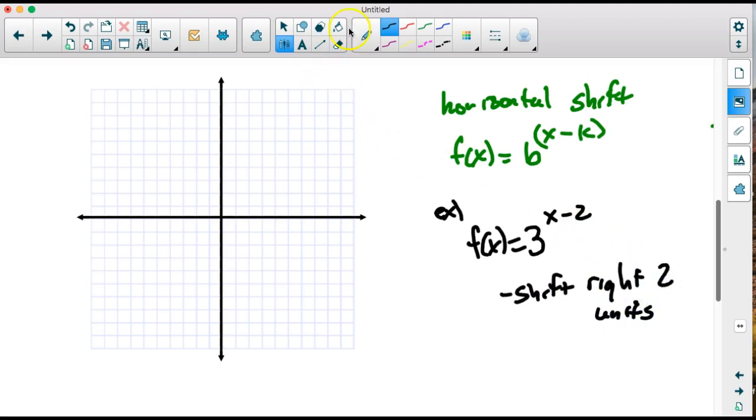So our regular function, 3 to the x, would go through 3, then through 9. So it would look like this. This is f of x, or g of x, equals 3 to the x. Now this one would shift right 2 units. That means everything would be shifted over right 2 units.